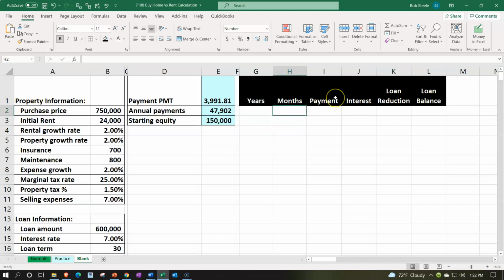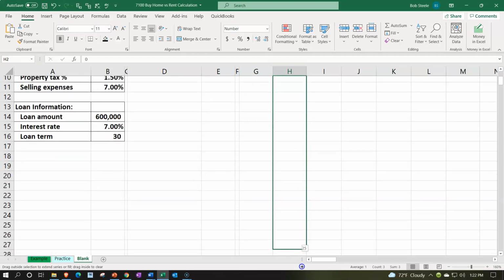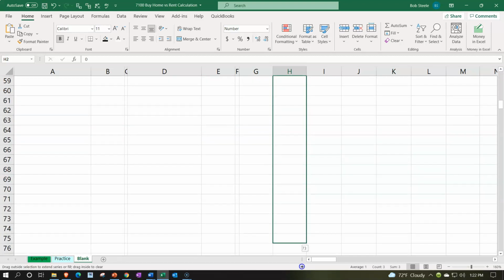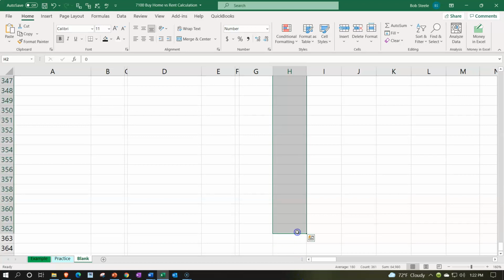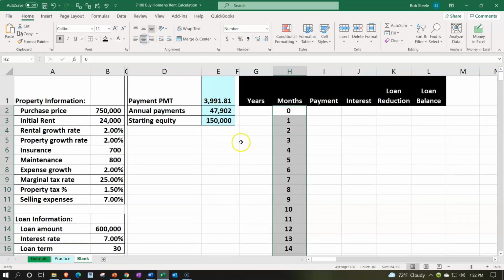Okay, then the months. We're going to need 360 of them. 0, 1, 2. Selecting those three cells, putting our cursor on the fill handle, dragging all the way down to 360. 360 on the months. That's going to be 30 times 12, bringing it all the way down. And then we'll center that.